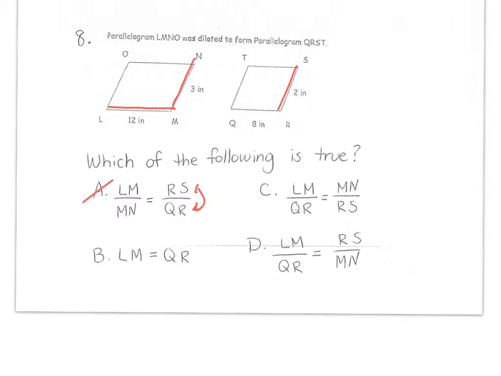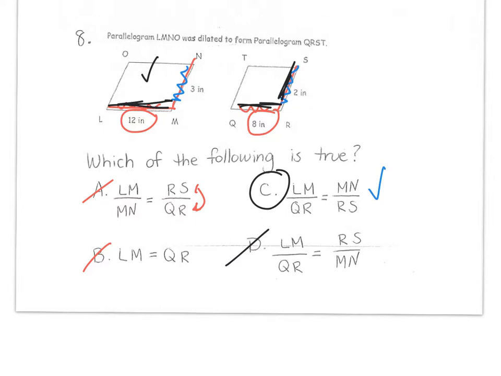The second one just says that this LM side is equal to QR, and 12 is not equal to 8, so that is not true. C says LM, this side right here, over QR is equal to MN, so we went back to the first parallelogram, over RS. That looks pretty good. And then the last one says LM over QR, that works, and then it goes RS. So we have to go back to this first parallelogram when we're putting them in order. So D does not work. So C would be my correct answer.